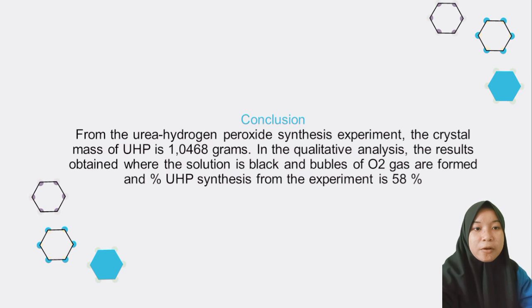F. Conclusion. From the urea hydrogen peroxide synthesis experiment, the crystal mass of urea hydrogen peroxide is 1.0468 grams. In the qualitative analysis, the result obtained is that the solution is black and bubbles of oxygen gas are formed, and the percent yield of urea hydrogen peroxide synthesis from the experiment is 58%.